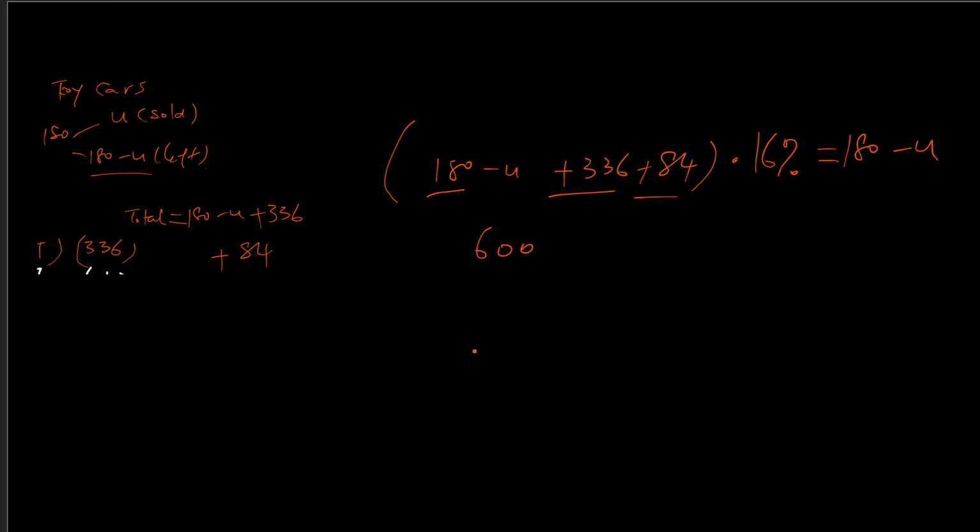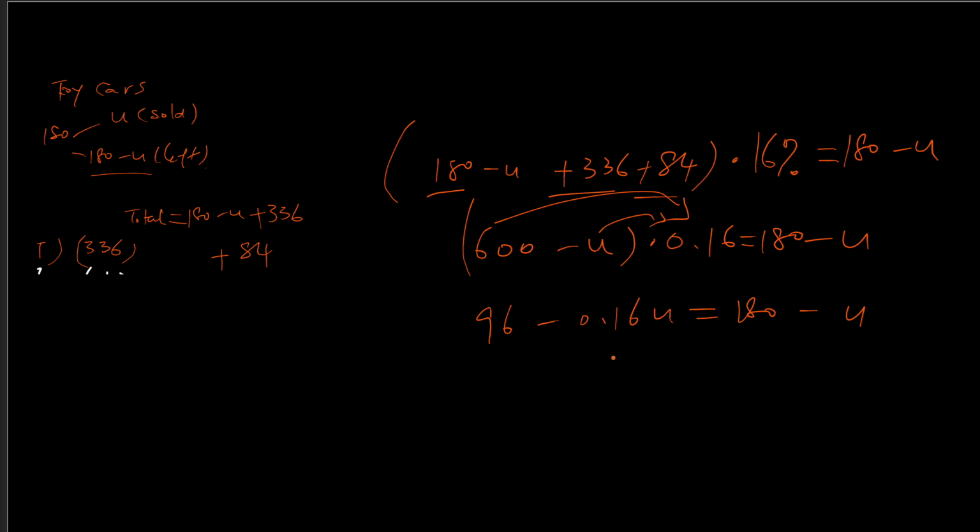336 plus 84 plus 180. Yeah, 600. So these three numbers are gone. Minus U times 16%, which is also 0.16. Then equal to this. And your job is to simplify this further. Open the bracket. What's the first term? 96. Second term, 0.16U. Yeah.